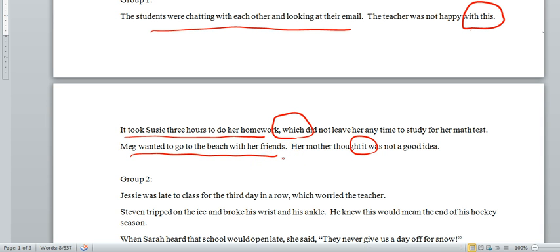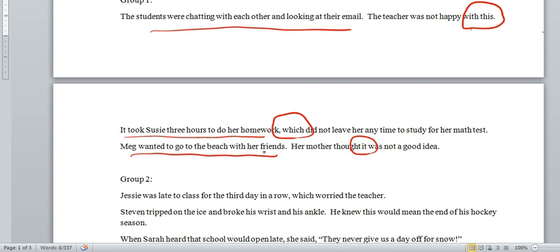Okay. One might argue with these examples that the intent of the writer is clear, that we do know what the teacher was not happy with, that we know that this is the student behavior. In the second sentence, we know what did not leave Susie enough time to study for her math test, and we know what her mother thought was a bad idea in terms of Meg's plans.